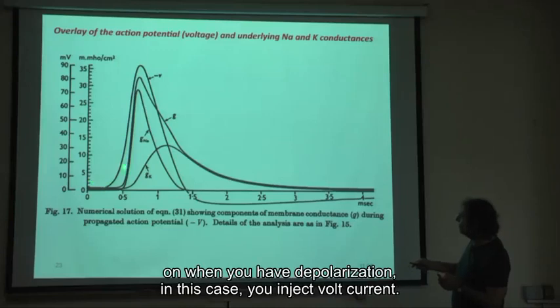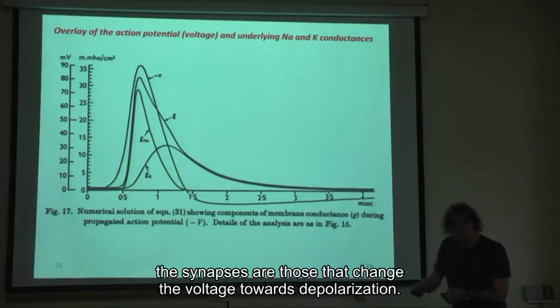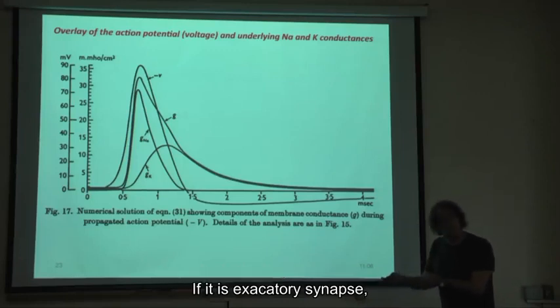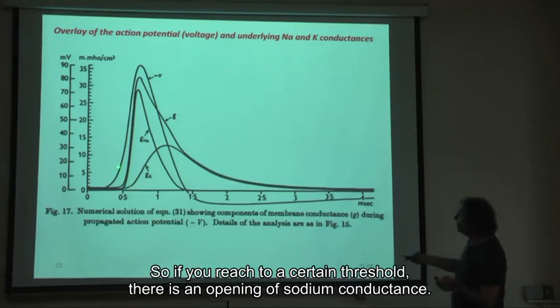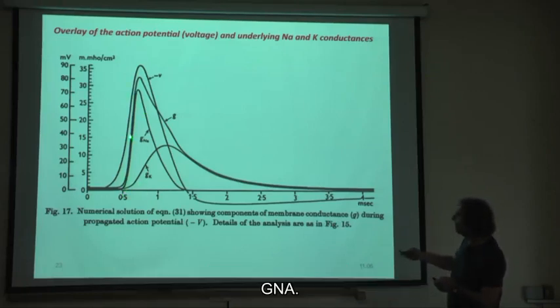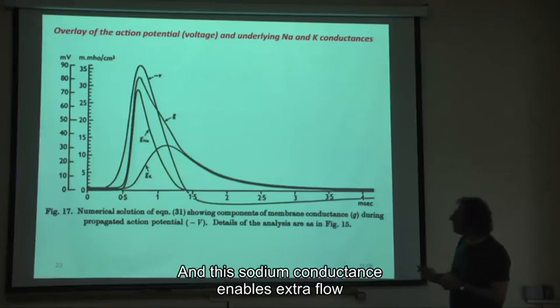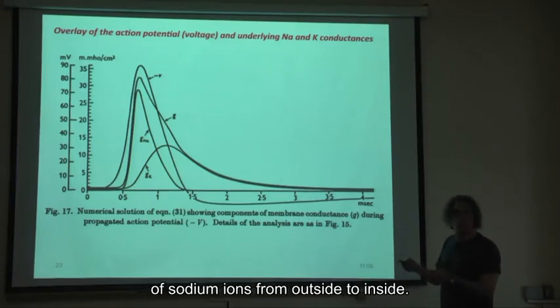That early on when you have depolarization, in this case you inject current, but in the regular case the synapses are those that change the voltage towards depolarization. If it is an excitatory synapse, it wants to shift the membrane from rest towards depolarization. So if you reach a certain threshold, there is an opening of sodium conductance, GNa. And this sodium conductance enables extra flow of sodium ions from outside to inside.